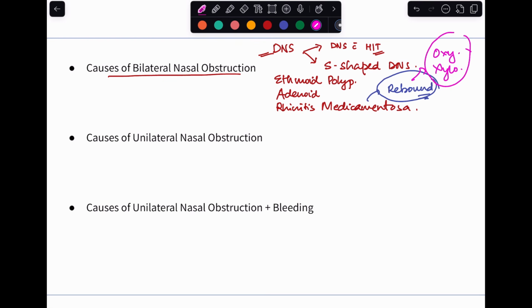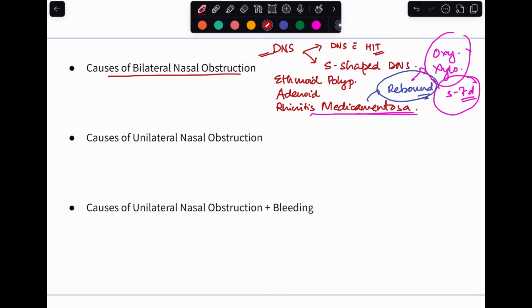When you use these drops for more than 5 to 7 days of continuous usage and you continue using them even beyond it, that's when rhinitis medicamentosa can develop. So why do we need to know this number? This number is important because when you prescribe decongestant drops to your patient, you have to be aware and very conscious and tell them that they should not use them for more than 5 to 7 days at a go. So that's what rhinitis medicamentosa is.